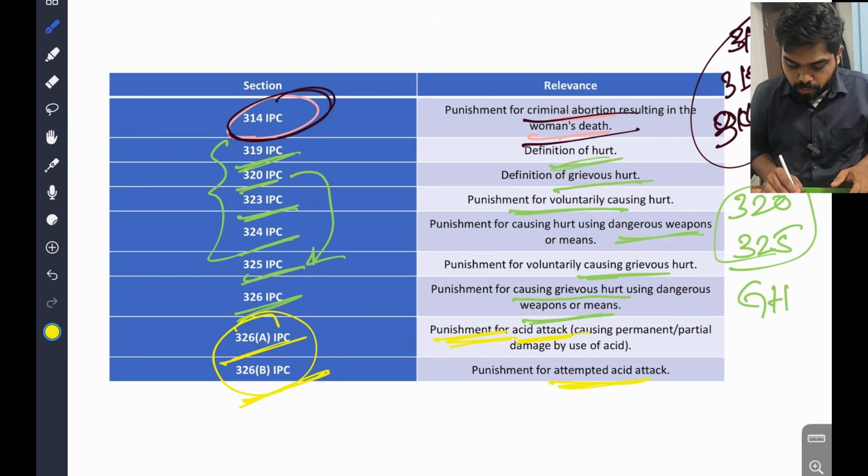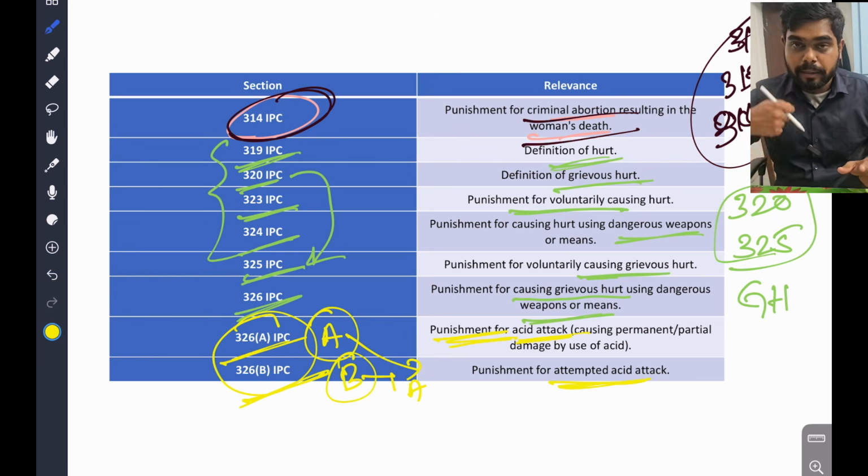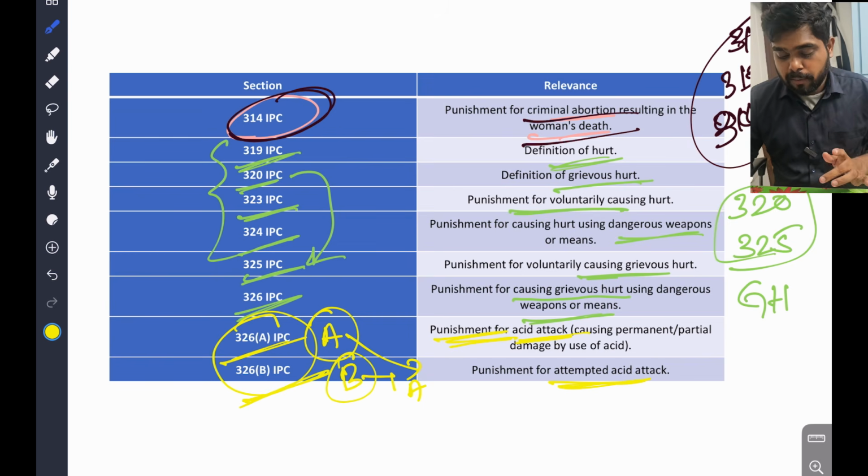Okay, so A here is not attempt. B is attempt. A is acid attack happened, acid caused injury. B is acid attack was attempted, but she is safe. But the person who attempted the attack will get punishment. So 326A and B are both important. Clear? Clear.